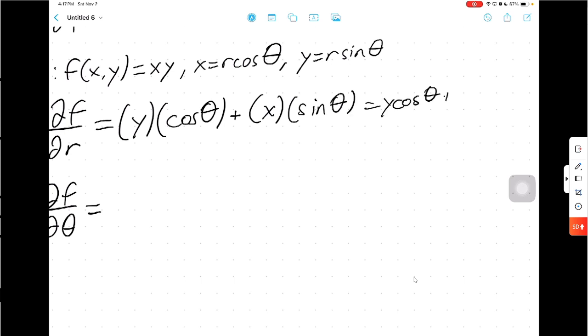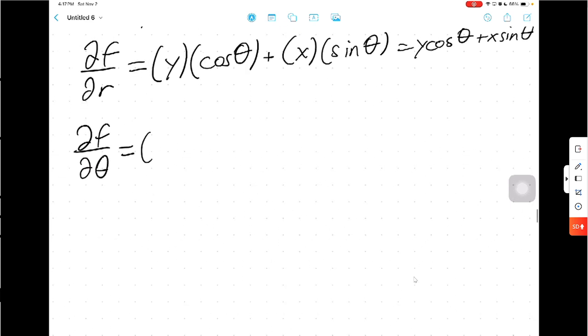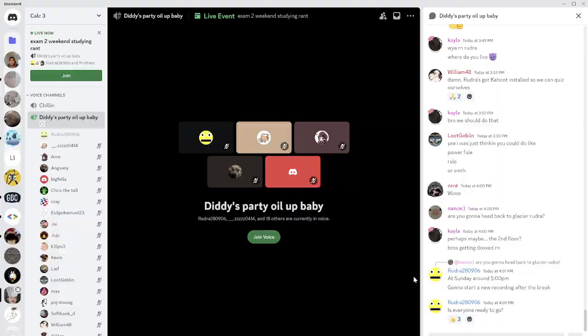y cos theta plus x sine theta. Partial f with respect to theta, partial f with respect to x.